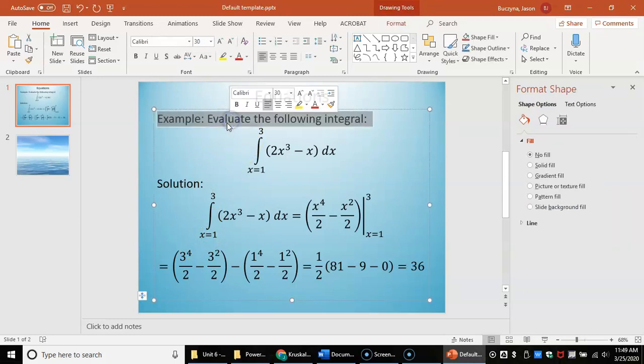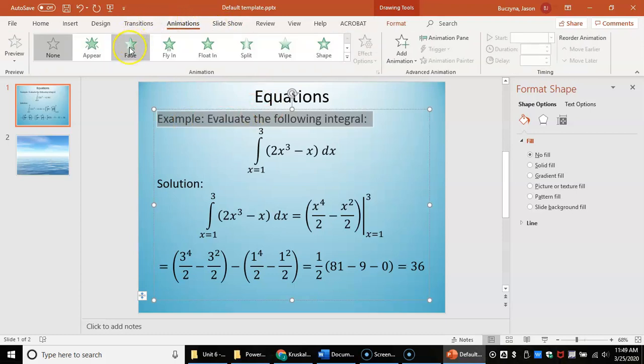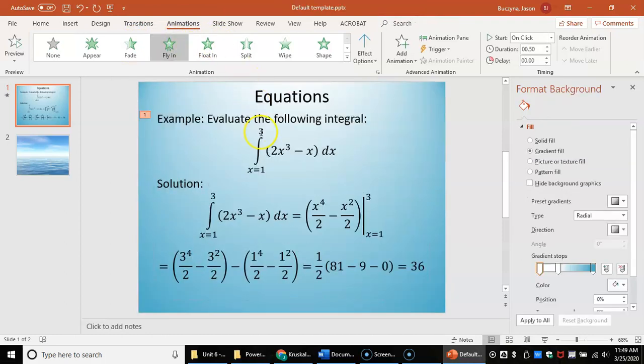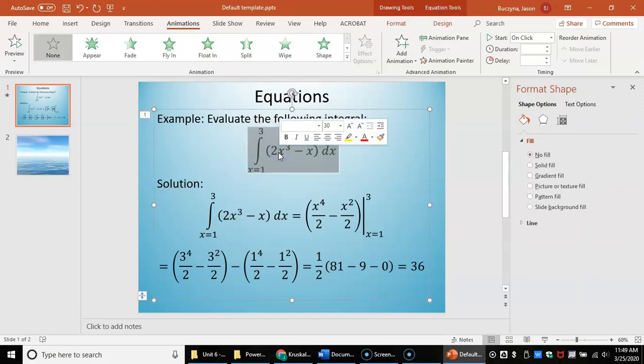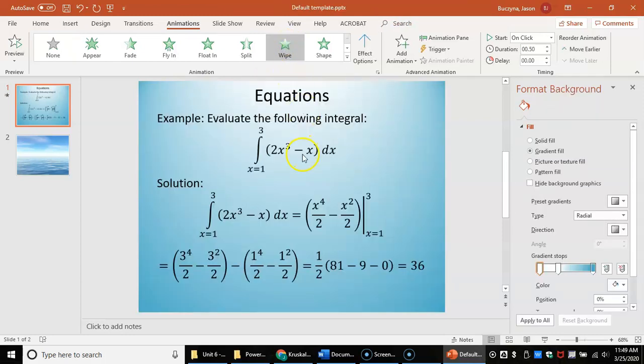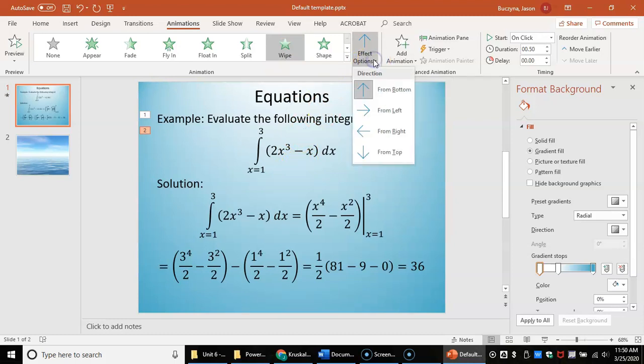So let's say I want to start off with this thing, so I triple click this to get the entire line, click on animations, and now I'm going to say, okay, I want to maybe either make this fade or float in. I'm going to make this fly in. So, boom. What if I want this to come right after? So I want it to come from left to right, so I'm going to do wipe. So wipe makes it come from bottom to top, but I can change that and make it go from left to right.